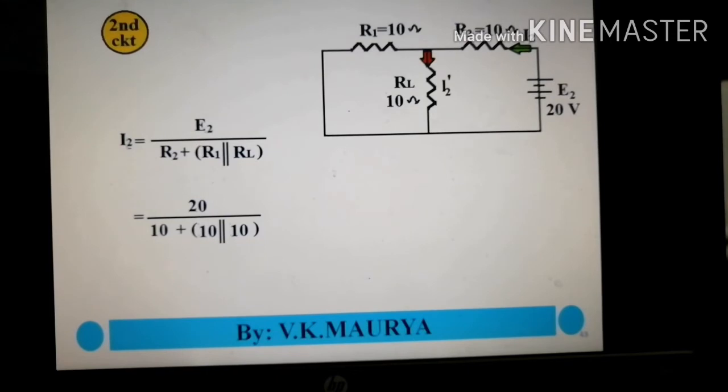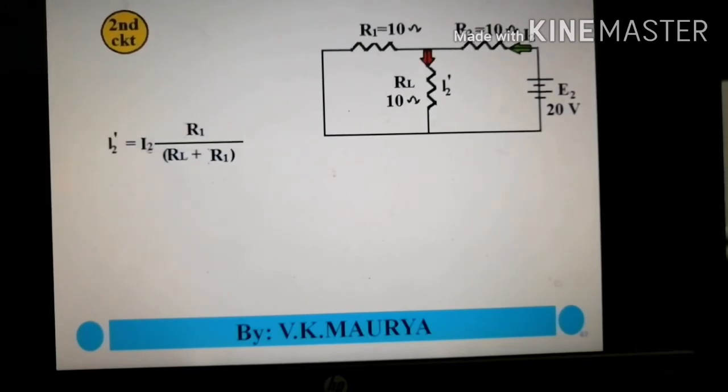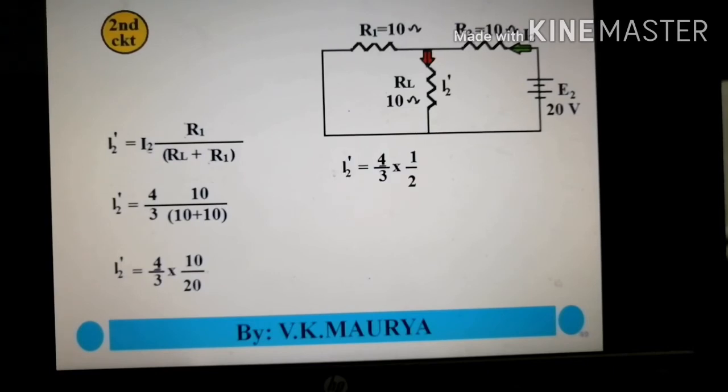Right? After the numerical value, the value of I2 is given by 4/3 ampere. Now see the I2 dash. I am going to calculate the value of I2 dash with the help of current division rule. After putting the data, I2 dash is nothing but 2/3 ampere. Right? 2/3 ampere in downward direction, and I1 dash is 1/3 ampere in downward direction.